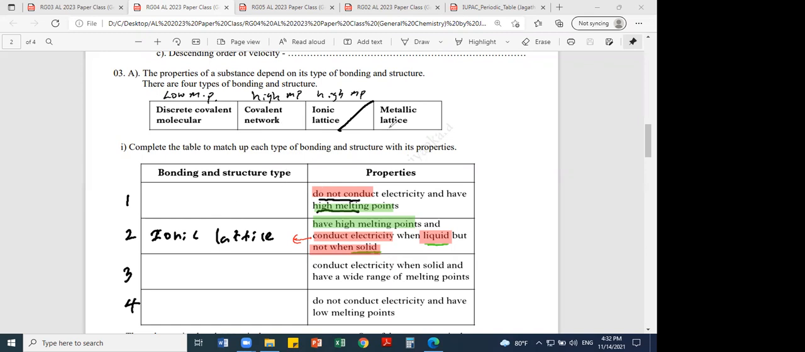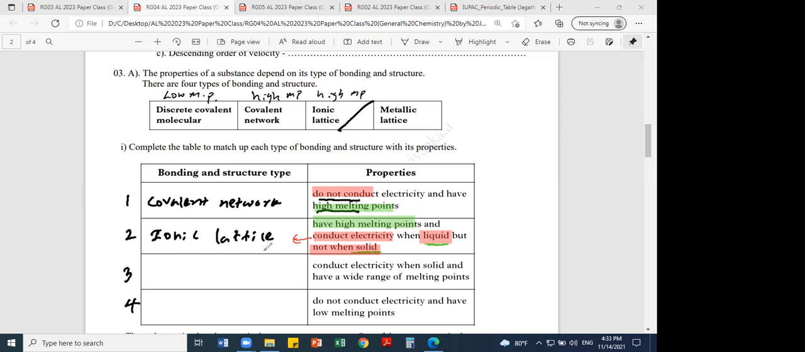High melting point, covalent network and metallic lattice. So can we write metallic lattice here? Can't. Why? Metallic lattice conducts electricity. Then what is remaining? Covalent network. So the first blank is covalent network. Covalent network means covalent lattice. Then it's like graphite, diamond also possible.